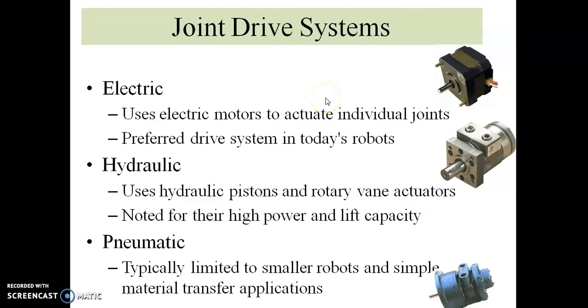Now to get the joint motion, we can use different drive systems. We know the different drive systems: the electric drive system, the hydraulic drive system and the pneumatic drive system. The electric drive system uses different electric motors such as DC, stepper motor and AC motors to actuate the individual joints. Nowadays, the electric drive system is more used in today's robots.